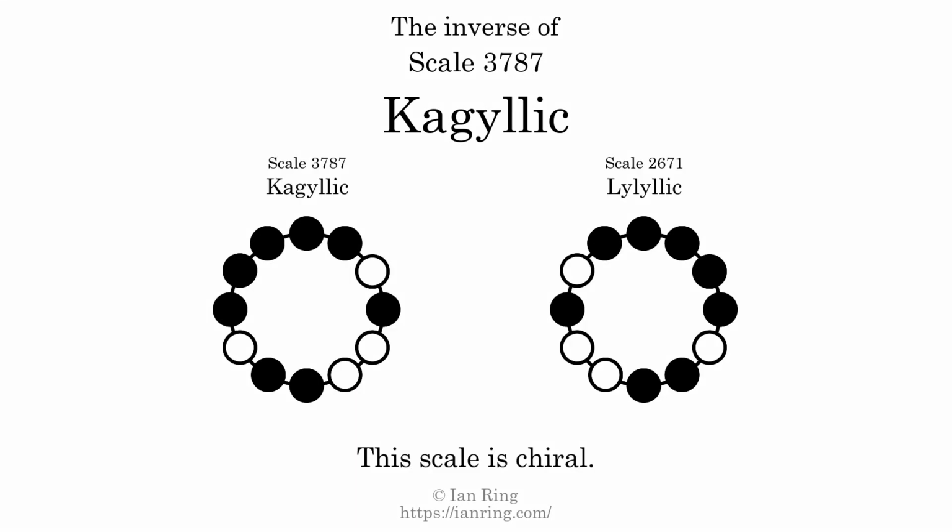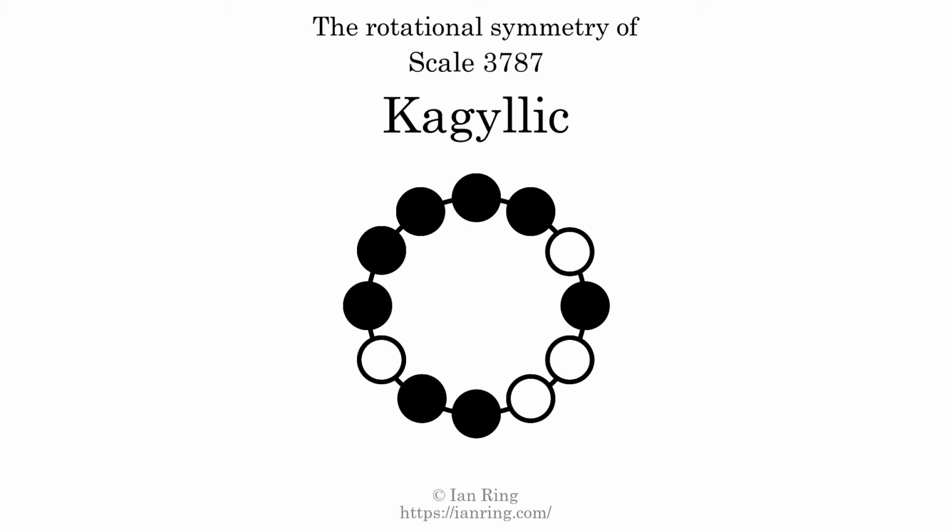The inverse of a scale is a mirror image. It is what you get when the sequence of intervals is reversed. The inverse of this scale is scale 2671, also known as Kagyllic. This scale is chiral. It cannot transform into its inverse by rotational transformation. This scale has no rotational symmetry.